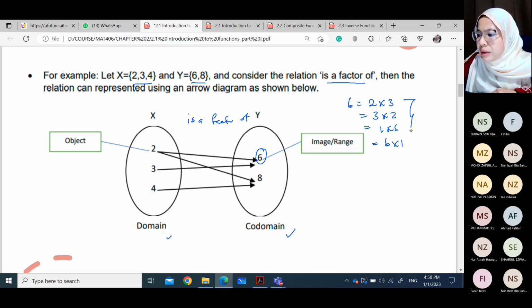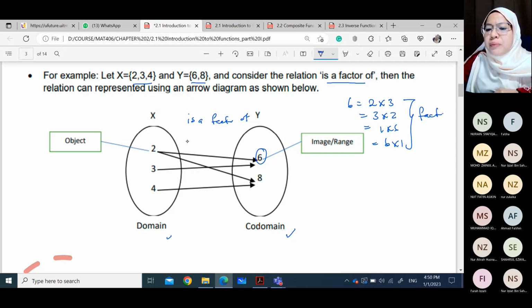So ini kita panggil sebagai factor. Okay, so based on this example, we identified that 2 is a factor of 6, 3 is a factor of 6, 4 is a factor of 8, and 2 is a factor of 8 also. Okay, so kita tengok 8 pula.